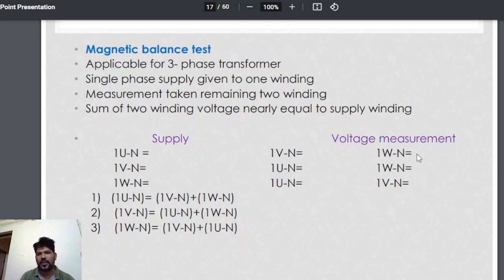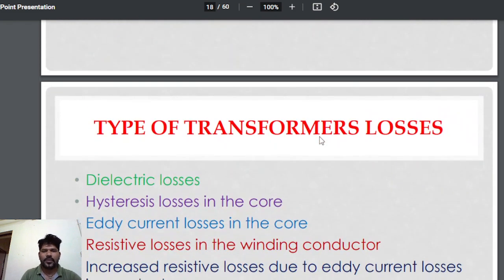Suppose here 150 and it can come 50, or here 100 and it can come 100. Like that, it will be tested.